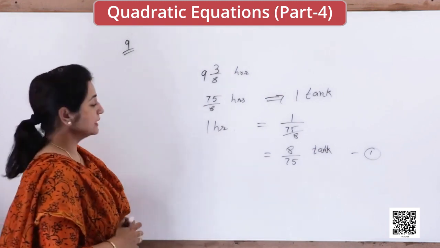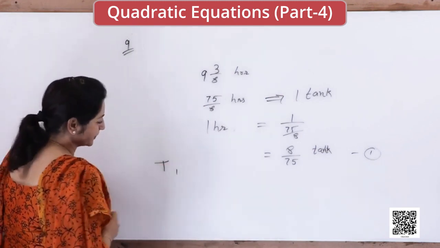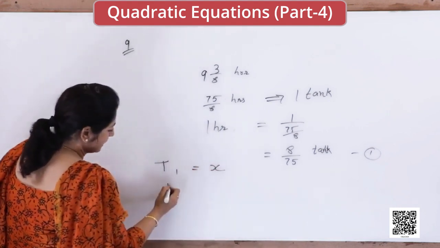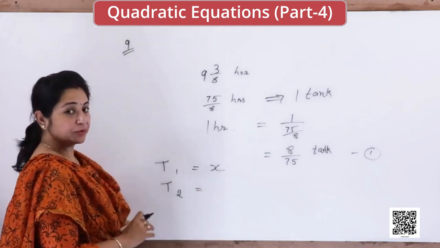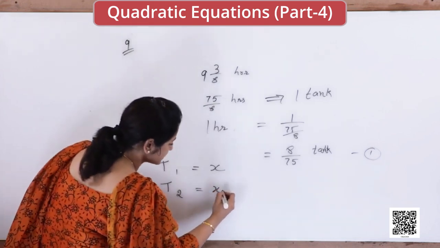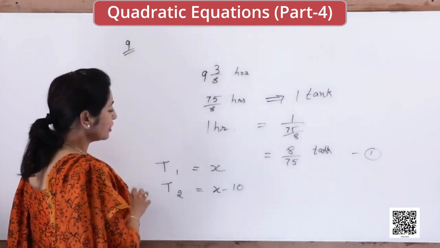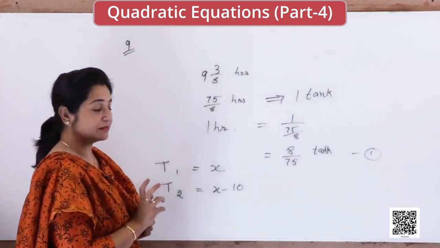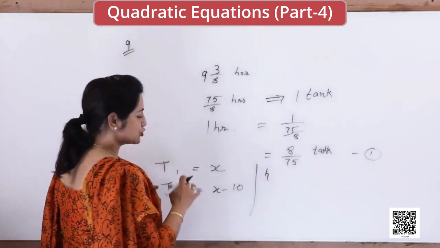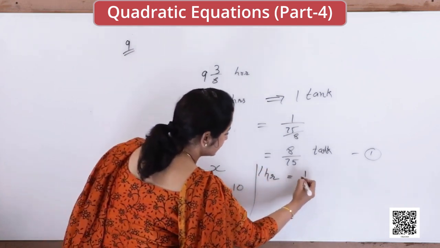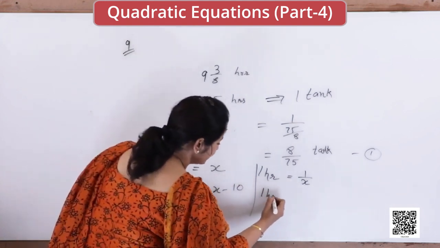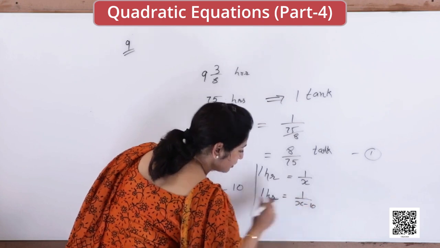Now let us suppose that tap 1, T1, fills the complete tank in X hours, and tap 2 has the bigger diameter, so it will take 10 hours less than this, that is X minus 10. So if tap 1 is taking a total of X hours in filling the complete tank, it means that in 1 hour, it will fill 1 upon X of the tank. And similarly, tap 2 will fill in 1 hour 1 upon X minus 10 of the tank.